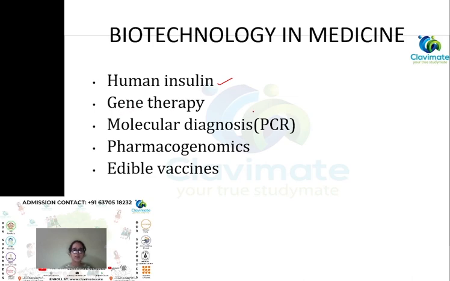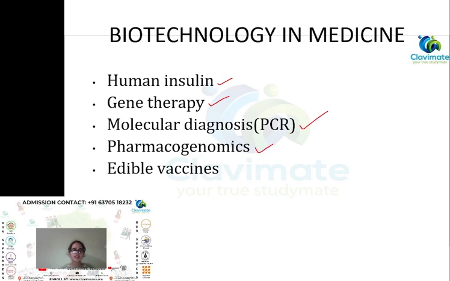And coming to gene therapy, just changing the genes and replacing the defective ones with the healthy ones will correct the genetic disorder, and this can be passed on through generations. And molecular diagnosis, polymerase chain reaction. This is also an important application where biotechnology is being used, and pharmacogenomics.